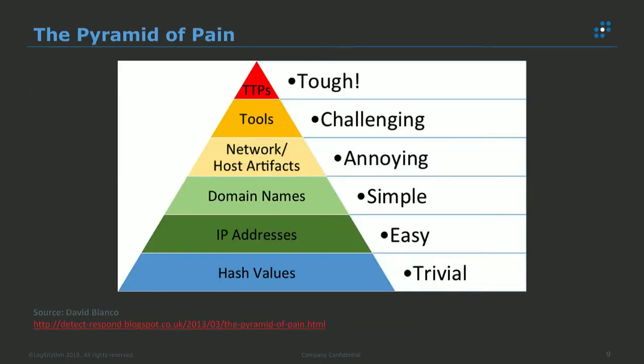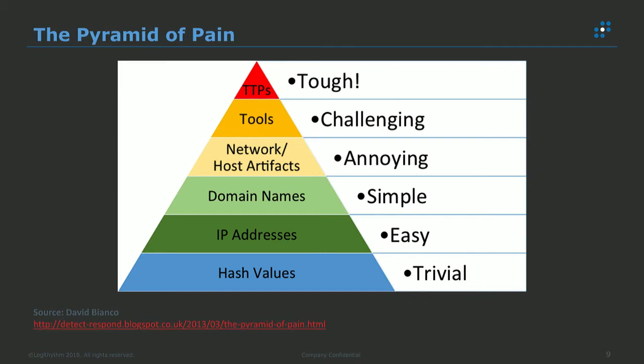So I want to touch on this particular graphic. Some of you may have seen this before. This graphic was created by a chap called David Bianco, and it's called the Pyramid of Pain. The idea behind this graphic is to measure the usefulness of your threat intelligence, and it measures the difficulty of obtaining that intelligence. So how I would interpret this graphic is that if you are able to prevent artifacts higher up the pyramid, for example tools and TTPs, then the harder you're going to make it for the adversary to keep coming back with further assaults.